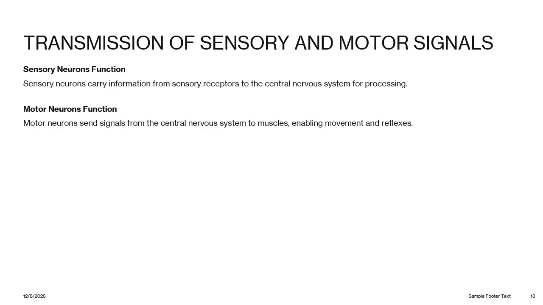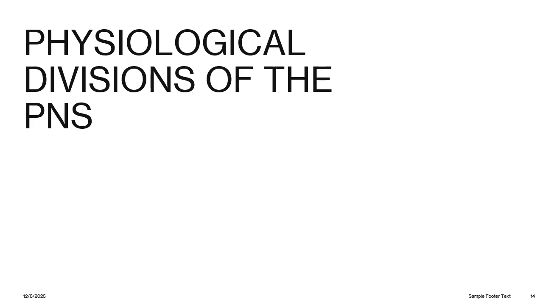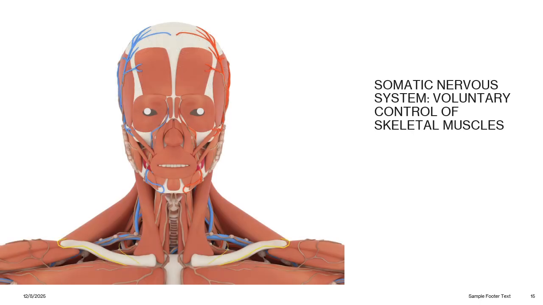So sensory neurons transmit information about stimuli to the central nervous system, while motor neurons send signals from the central nervous system to effectors. This is kind of coordinating our voluntary and involuntary actions. So then we look at physiological divisions of the peripheral nervous system. And like I said, remember, we're going to make more divisions.